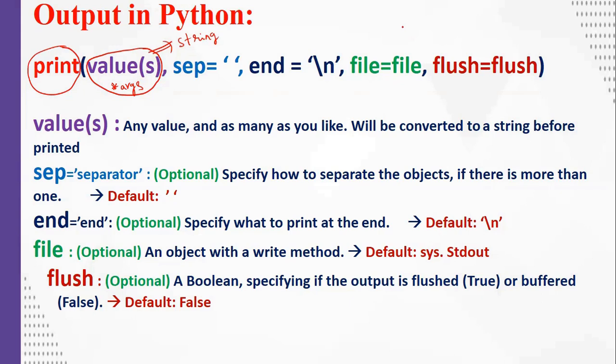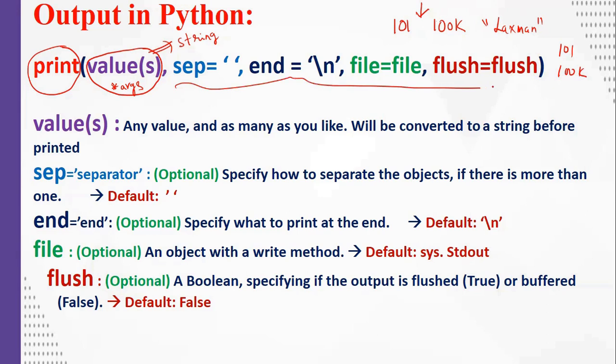So I want to print three values. One is the employee ID. The other one is the employee salary, say 100K, and I want to print the employee name, say Lakshman. So how do you want to print these values? You want to print these values separated with space, or you want to print each value on a new line. So if you want to format the output of the print function on screen, you can use the rest of the parameters to format the output. By default, print will be printing a new line.